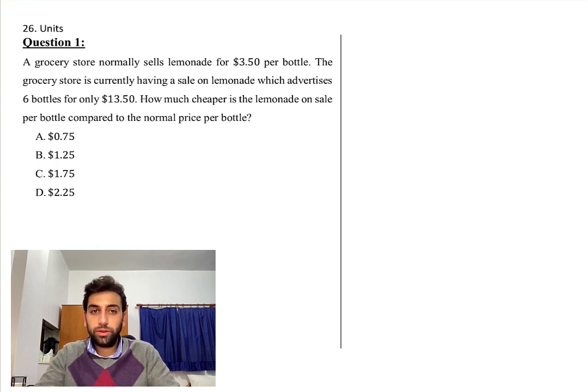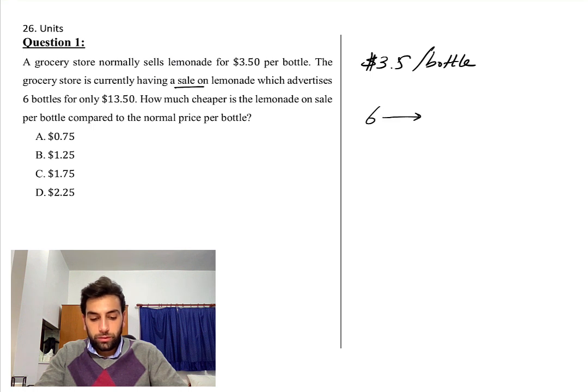A grocery store normally sells lemonade for $3.50 per bottle. So this is $3.5 per bottle. The grocery store is currently having a sale on lemonade which advertises 6 bottles for $13.5. How much cheaper is the lemonade on sale per bottle compared to the normal price per bottle?